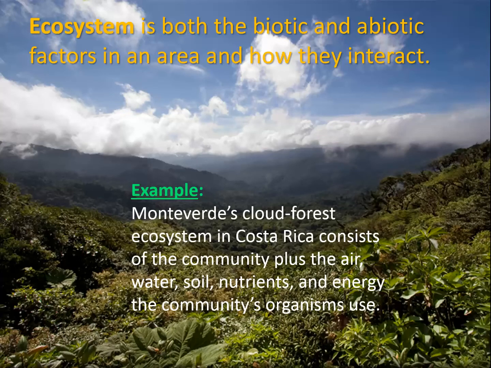Ecosystem is both the biotic and abiotic factors in an area and how they interact. So for example, Monteverde's cloud forest ecosystem in Costa Rica consists of the community plus the air, water, soil, nutrients, and energy the community's organisms use. All those things factor in.